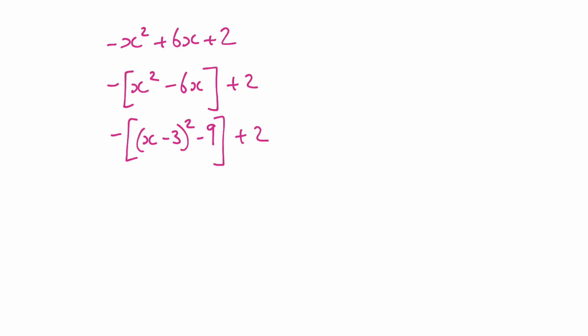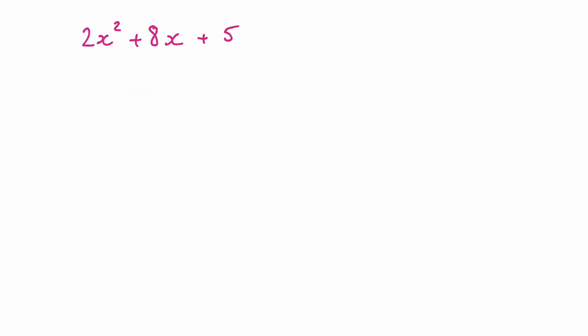So now you've done your completing the square, we can now multiply this minus 1 by the 2 terms inside the bracket. So this is one term and this is the other term. So that will give us minus x minus 3 squared, and minus times the minus 9 will give us a plus 9. And then we will bring down our plus 2. And when we tidy that up, we add our 9 and our 2 together, we get plus 11. And that is our final answer.